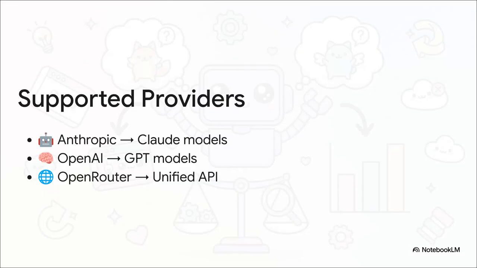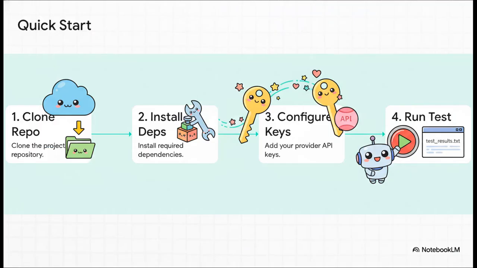And that multi-provider support? That's a really big deal. It means you're not locked into just one ecosystem. So whether you're using Anthropic's Claude models, or you're all in on OpenAI's GPT models, or maybe you use a whole bunch of different models through OpenRouter, you're covered. That flexibility is just fantastic. And don't think for a second that this is some massive, complicated piece of enterprise software. You can get this thing up and running in 4 super simple steps. You clone the project from GitHub, install the dependencies, plug in your API keys, and you are literally ready to run your first test. It's designed to be incredibly accessible.